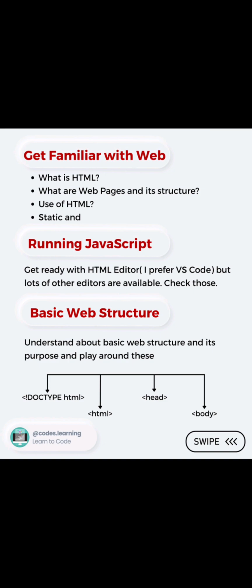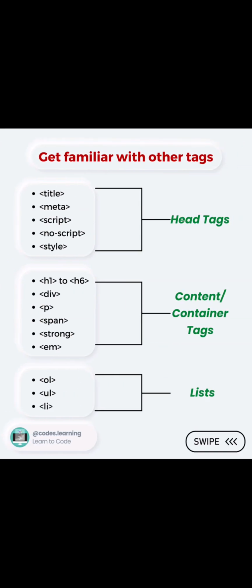So the basic structure is we should define the doctype HTML, then html, then head, then body. So this is the basic structure we always use. So a front-end developer always knows this. Other things are there. The next things are very important.